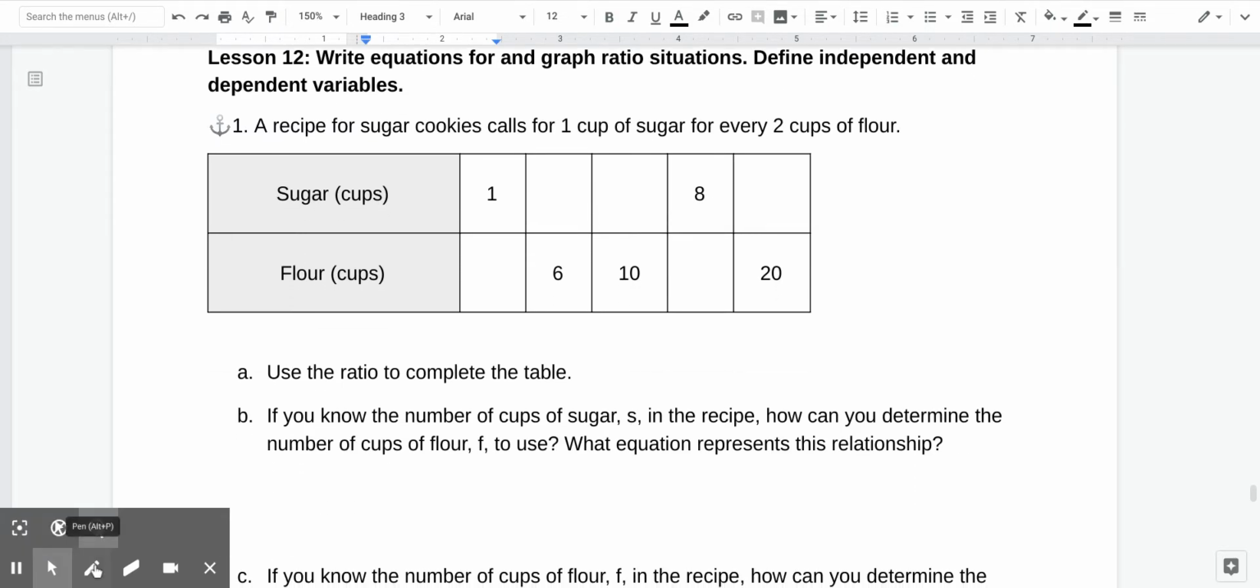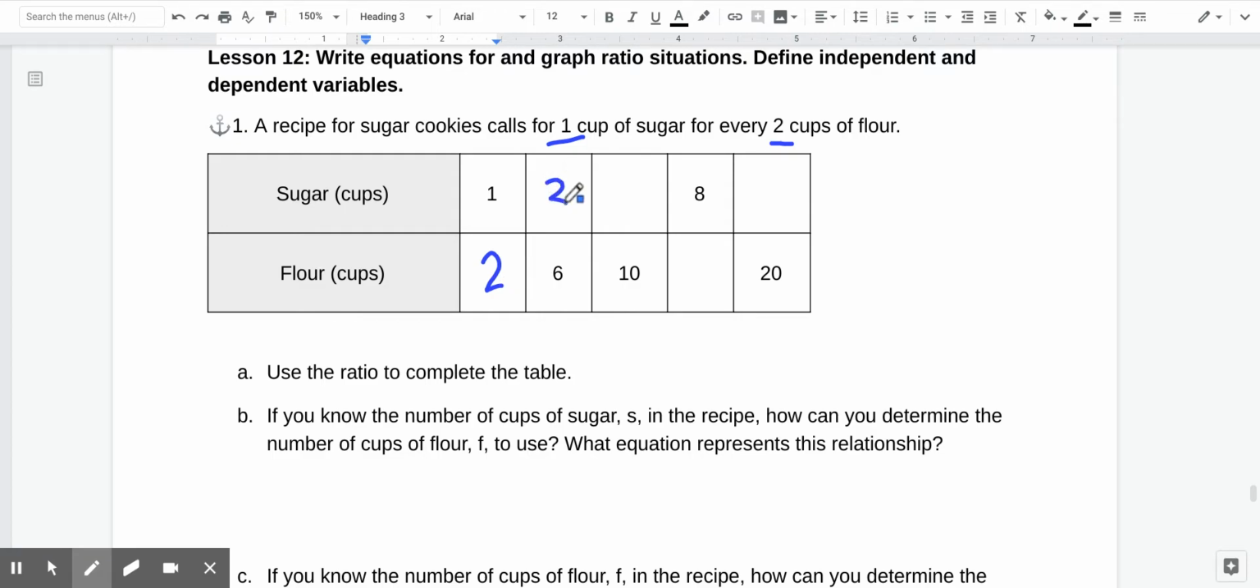So as we take a look at this first anchor problem, you'll notice some things similar to what we've done before with ratio tables. And I can see that it tells me there's 1 cup of sugar for every 2 cups of flour. So I can see that there, 1 cup of sugar, 2 cups of flour.